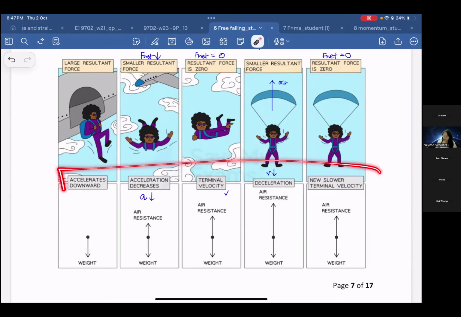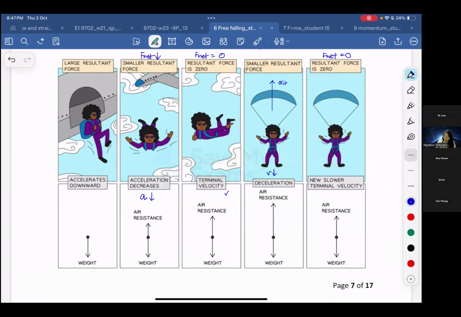What is your motion? This part is your motion. They're asking you to describe your motion. What happened to acceleration? At terminal velocity, your acceleration will become 0 already. It decreased from 9.8, decreased to 5, 4, 3, 2, 1, 0. When the acceleration becomes 0, no accelerate, no speed up. It maintains constant speed. Okay, so this is the motion.